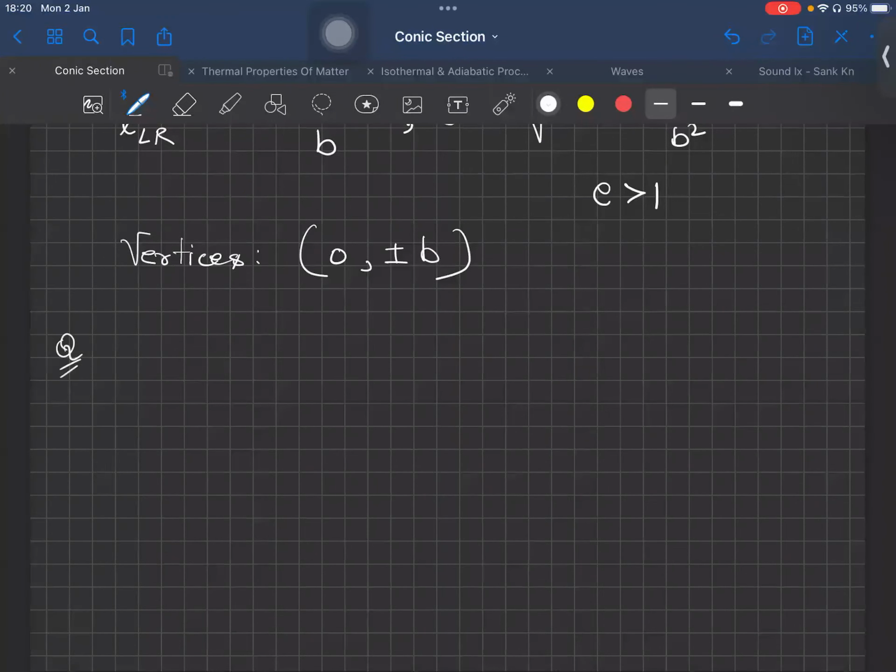Solve a problem based on it. So the eccentricity of a conjugate hyperbola, and the equation of hyperbola is x square minus 3y square is equal to 1. All right. Now find the eccentricity. Find E. See, for hyperbola, if you are getting E lesser than 1, that means there is something wrong. Okay.